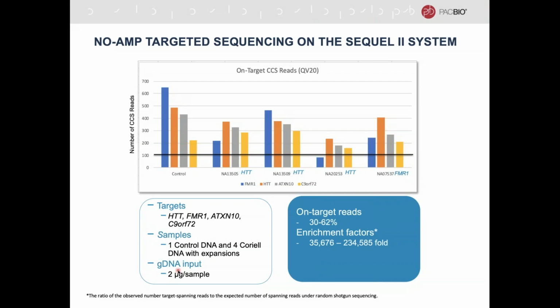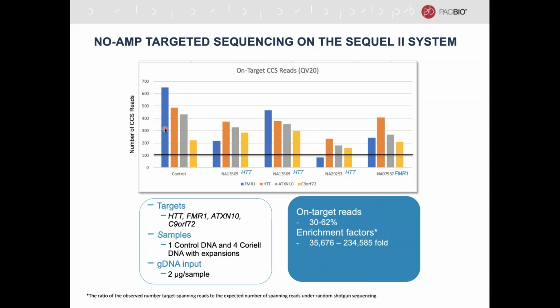Now let's look at the second run here that was done on our Sequel II system. Again, it's the same targets, same samples, but here we used 2 micrograms per sample, so 10 micrograms total. And the on-target rates were very similar to the previous run. But what you can see from this one is that you definitely have much higher on-target yield counts for each of the samples. Again, this one is a little lower because of the poor DNA quality. But you can really comfortably call the mosaicism for each one of them. In fact, you could increase the multiplexing level by quite a bit and still get the results.